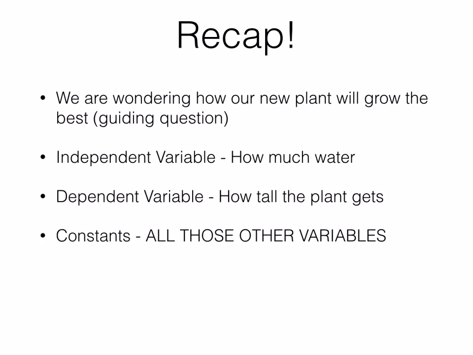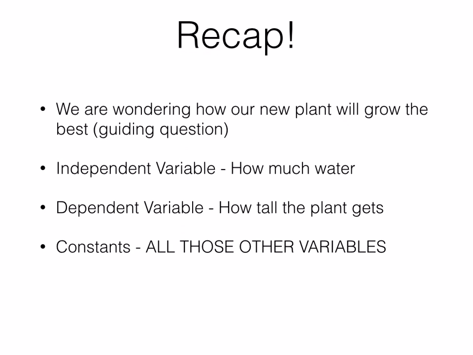Recap. This is what we're going to do. We are wondering how our new plant will grow the best. That's our guiding question. We have figured out our independent variable. How much water are we going to put on the plants? We figured out our dependent variable, or the data we're going to collect, which is how tall the plant gets. Actually, I just chose that off the top of my head. And our constants are all the other variables before.